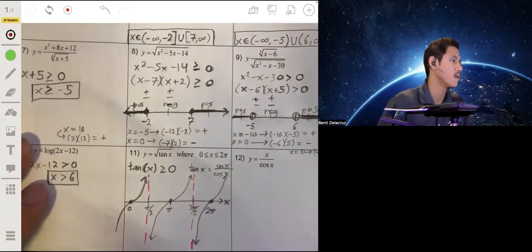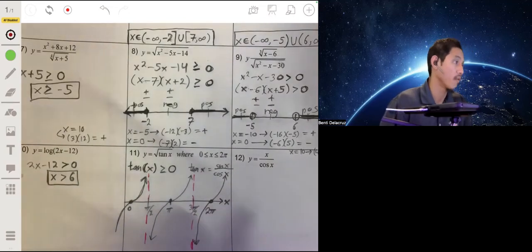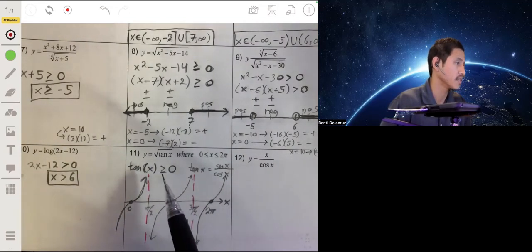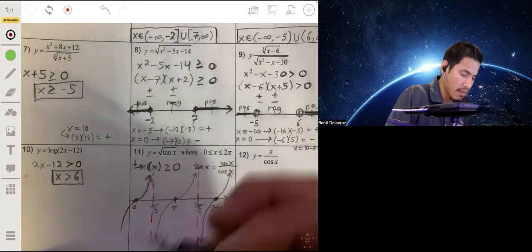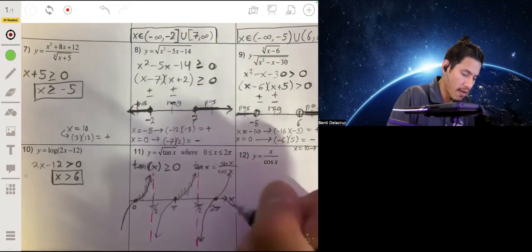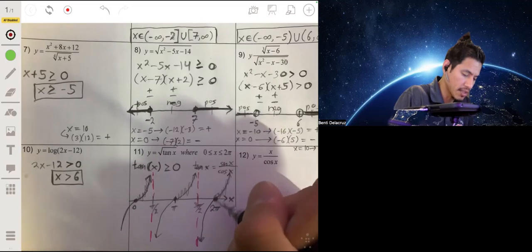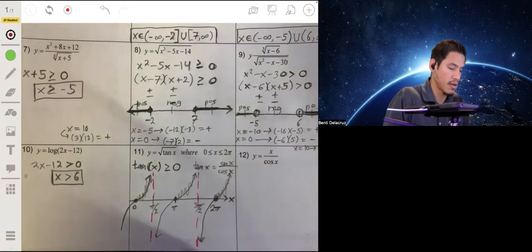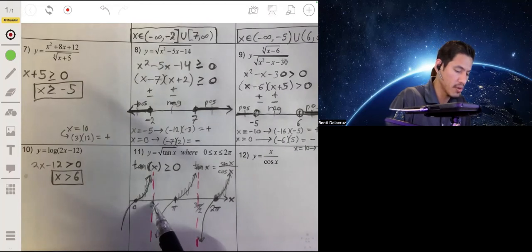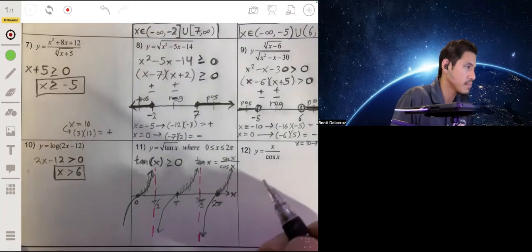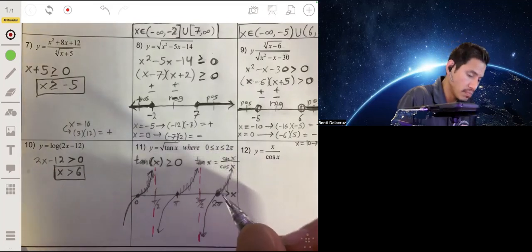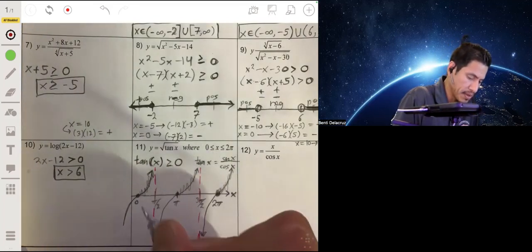Okay, so if we want the tangent of x to be at least 0, then that means that we will be talking about this part of the graph, this part of the graph, and this part. Well, actually only this point at 2 pi. So our domain will be from 0 to pi over 2. And we'd skip, go from pi to 3 pi over 2. And technically, we would also include 2 pi. But I mean, that's just a technicality.